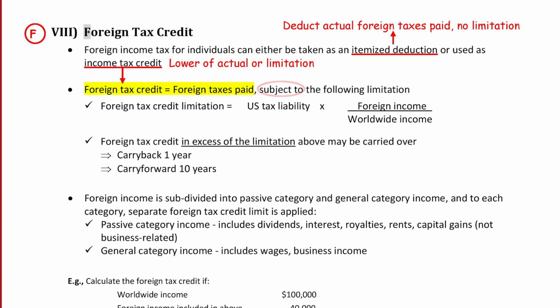Circle subject to, highlight the foreign tax credit limitation, which is, highlight, the US tax liability multiplied by foreign income divided by worldwide income. Highlight foreign tax credit in excess of the limitation above may be carried over. Highlight carry back 1 year and carry forward 10 years.